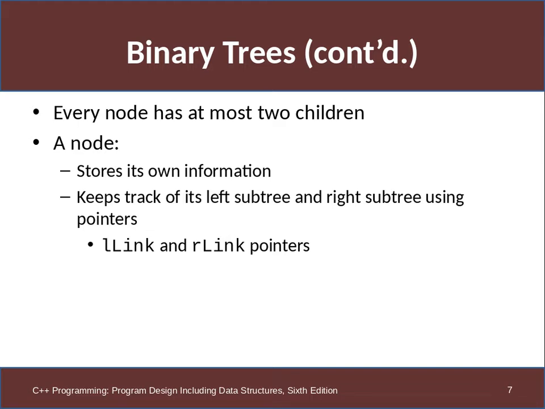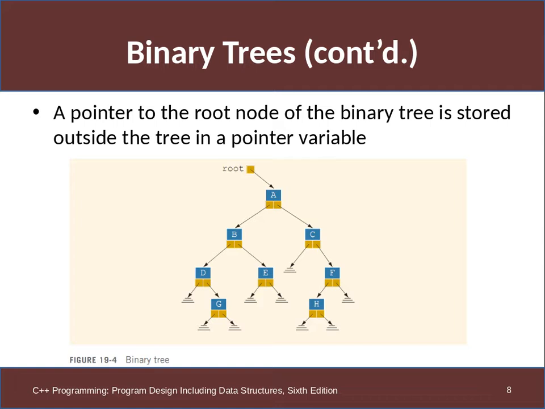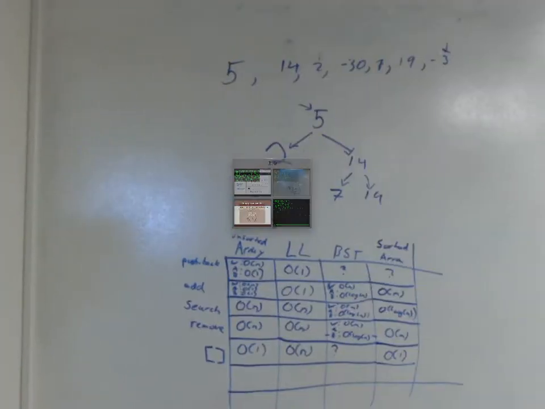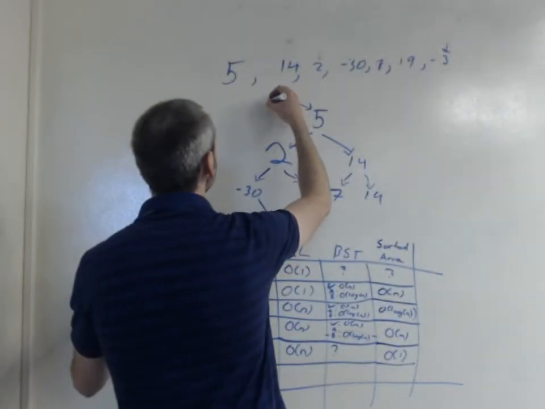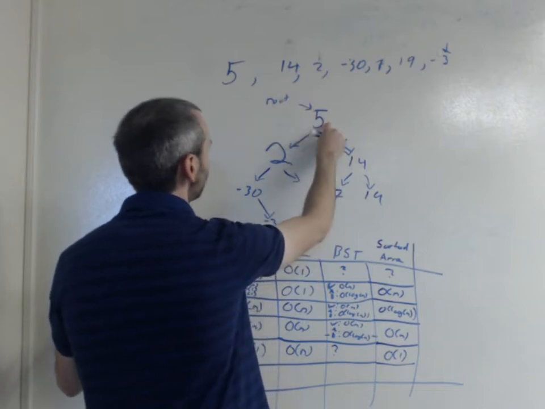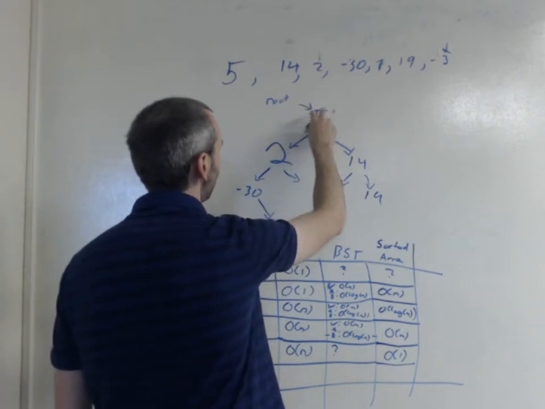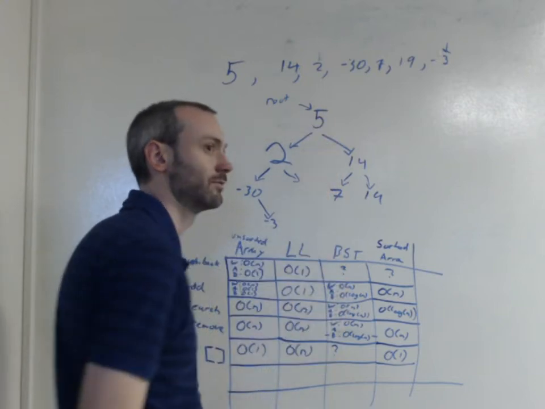Every node has at most 2 children. Note that they can have 0 or 1. They can't have negative children, that doesn't make any sense. And hopefully it comes as no surprise that those arrows I was drawing up there are simply pointers to other nodes. So you have your root, which is a pointer to the first node, which is 5, and then 2 other pointers.